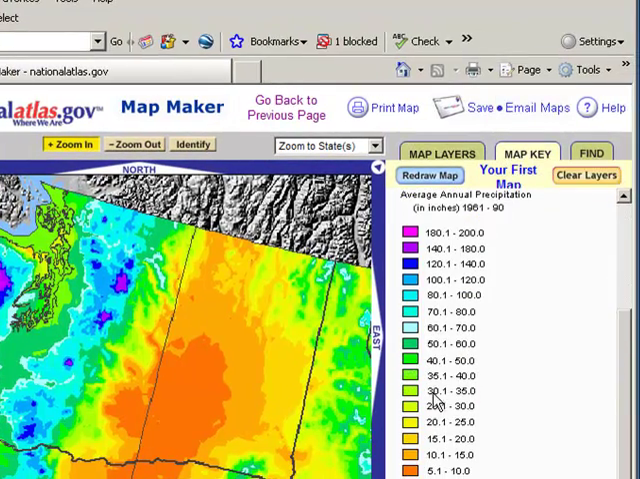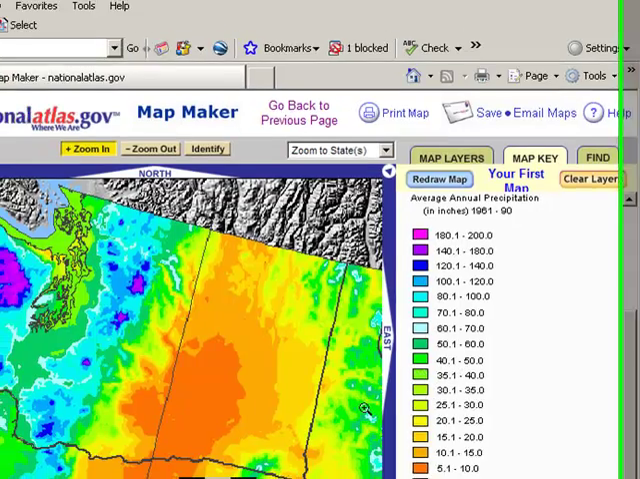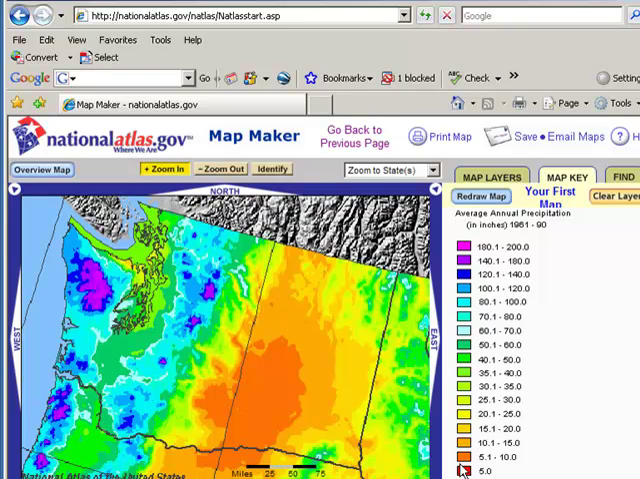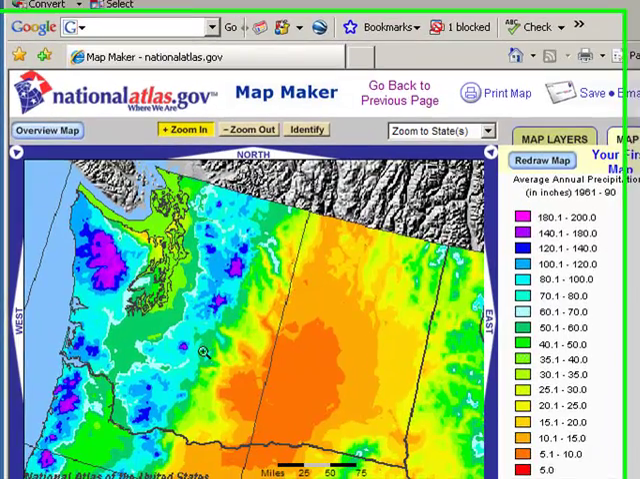It's so much drier, in fact, that it's only around 40 or 50 inches per year, ranging to just over 140 for some of these areas. So it's pretty amazing to see the difference.